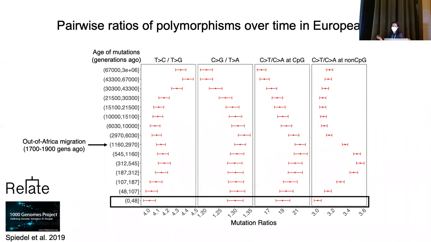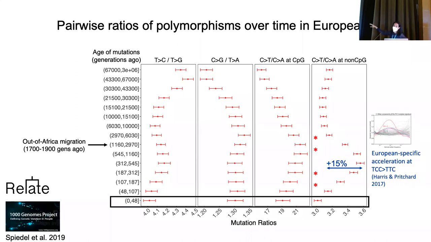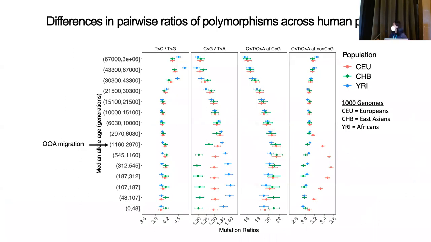We can then do some bootstrap resampling to estimate the uncertainty of that, and repeat the exercise for different time bins and also for different mutation types. We can then compare subsequent bins. And what we find is that we recover the European specific acceleration of the TCC mutations as Harris and Pritchard had shown. We can then repeat this analysis for different human populations. So here, each point is one population. In red, I'm showing you Northern Europeans from 1,000 genomes data. In green, it's East Asians. In blue, it's Africans. And then for each bin, we have the estimates in each of these populations.